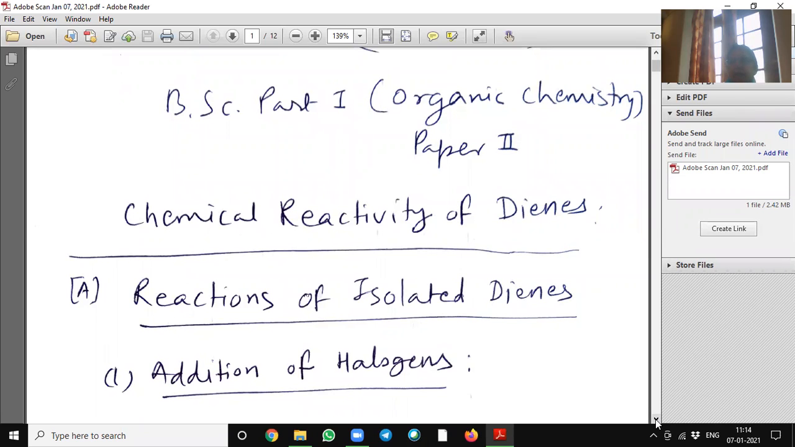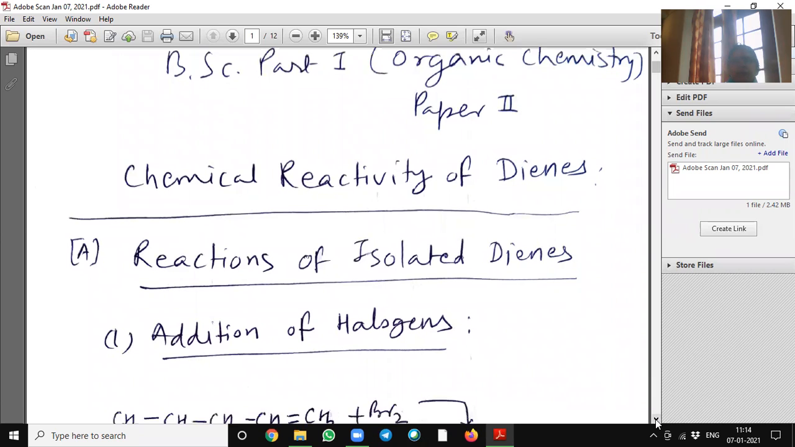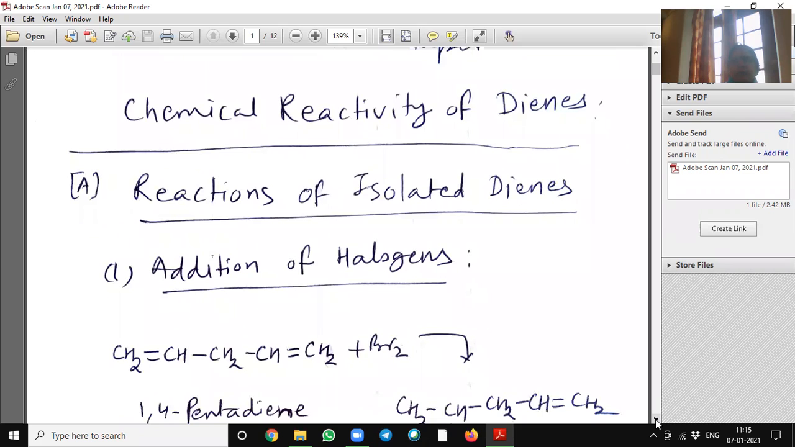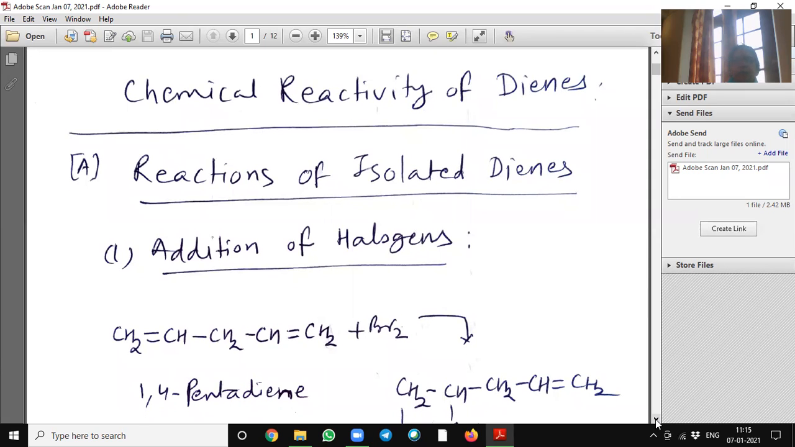Alkadienes, as we had classified in three categories: isolated, cumulated, and conjugated dienes. So we will see the chemical reactivity separately of each. Reactions of isolated dienes. Isolated dienes give reactions similar to alkenes, because the pi electrons are localized on their position.